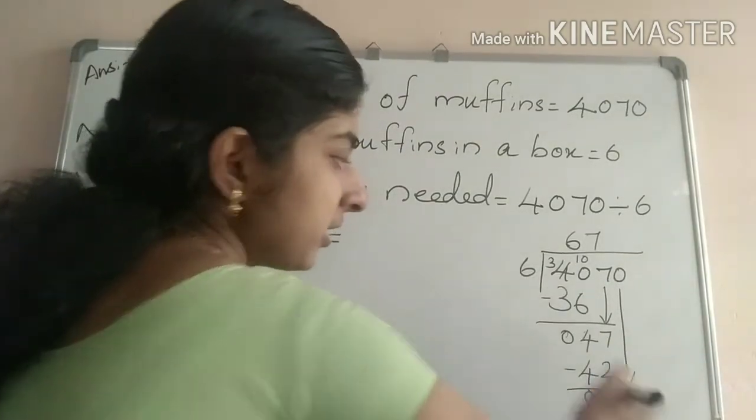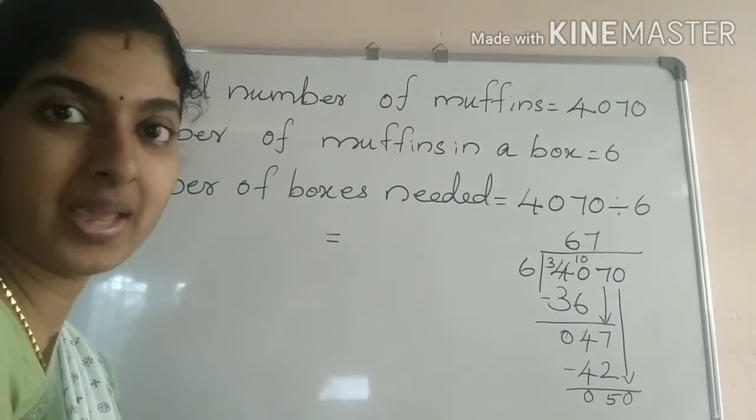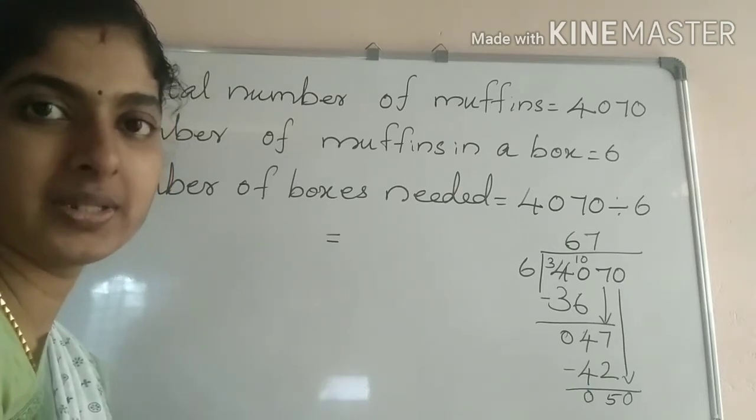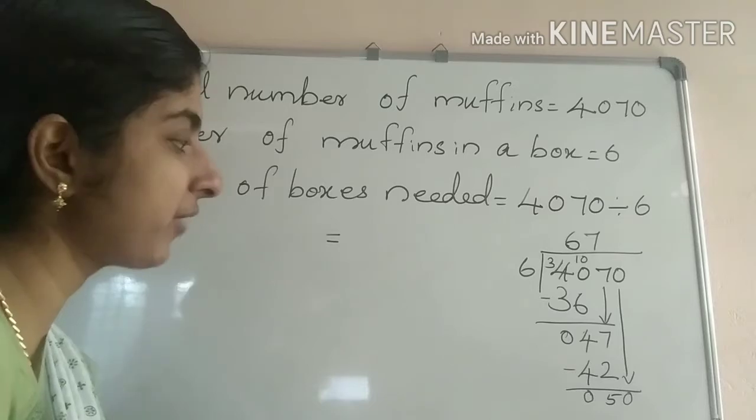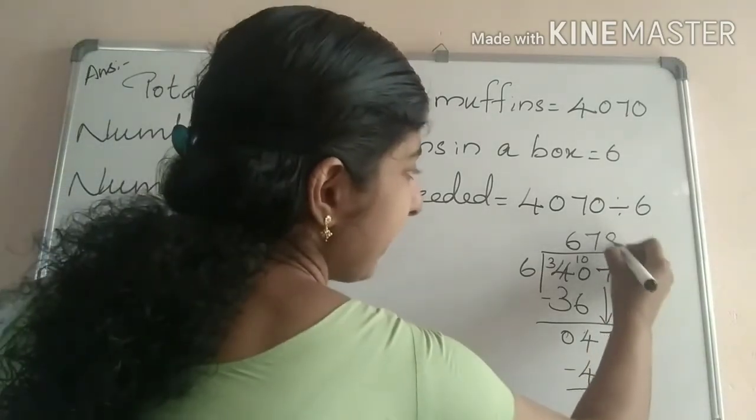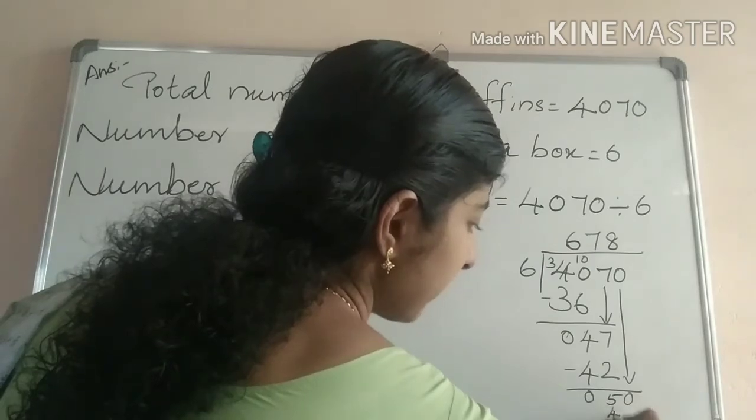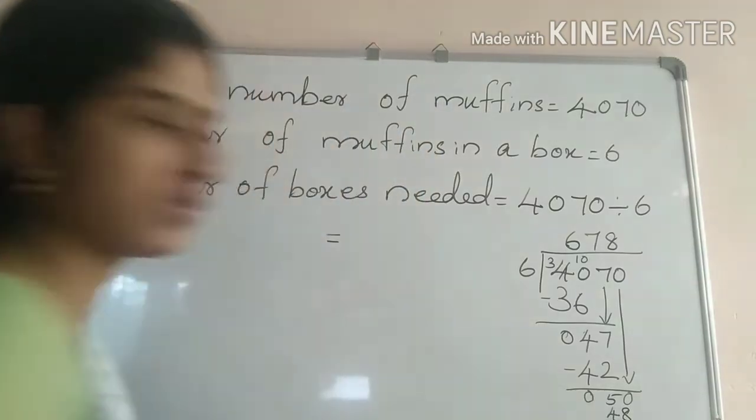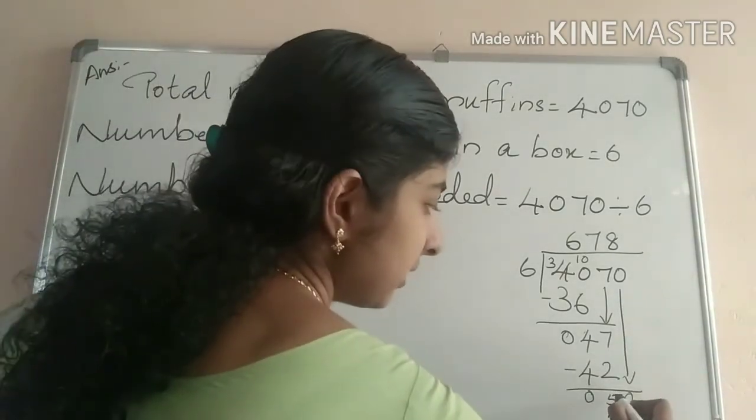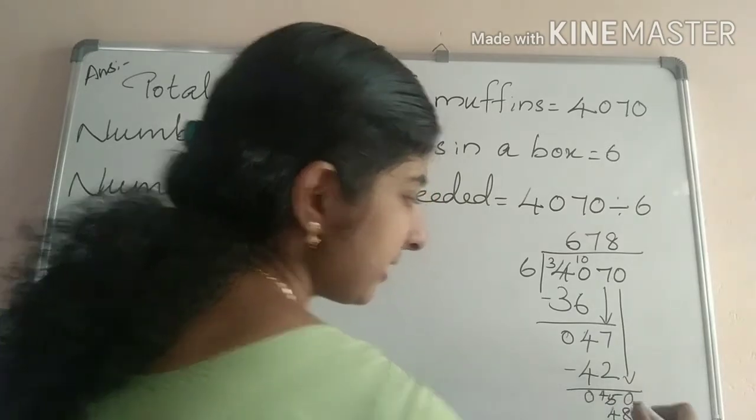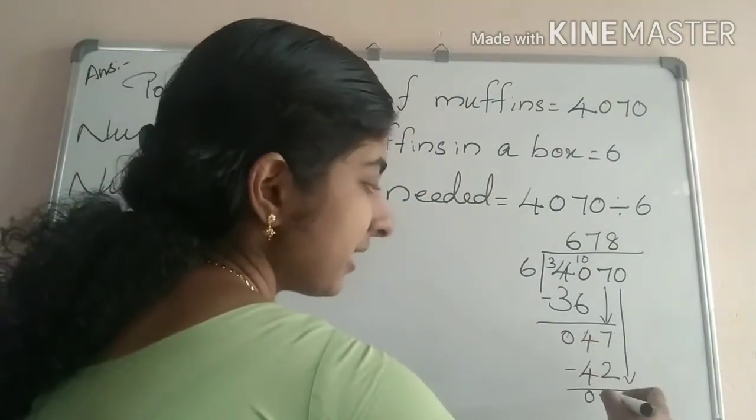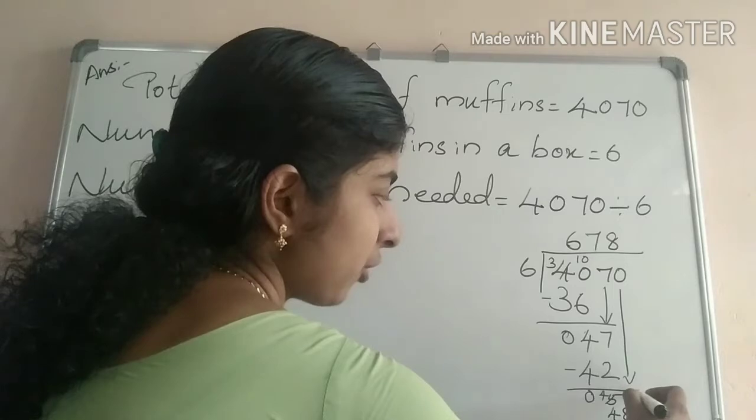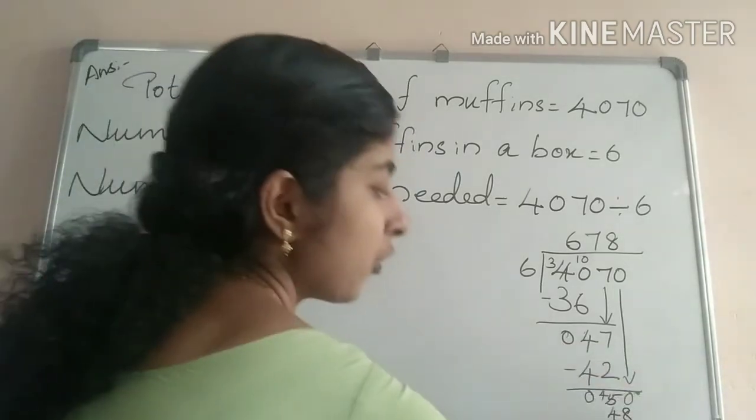Then this 50 has how many 6s? 8 sixes are 48. Then 9 sixes are 54. Here only 50. So we take 8 times. 8 sixes are 48. Balance 2. 50 minus 48, balance 2. Here 0 minus 8 is not possible. So after taking 1, this 5 becomes 4 and this 0 becomes 10. 10 minus 8 is 2. 4 minus 4, 0.